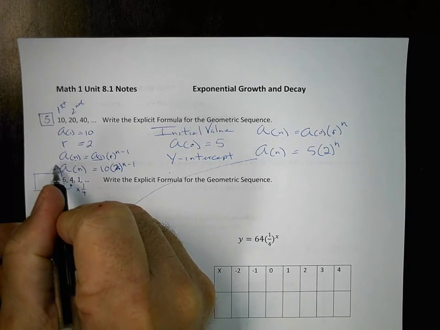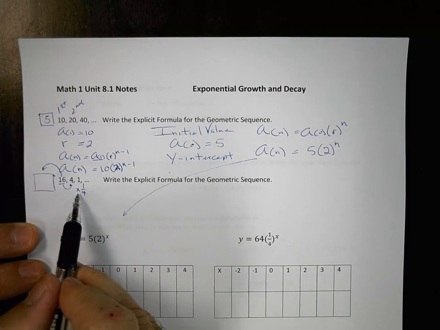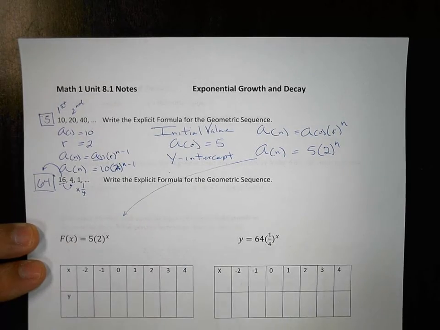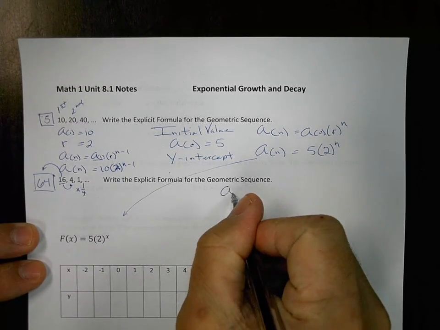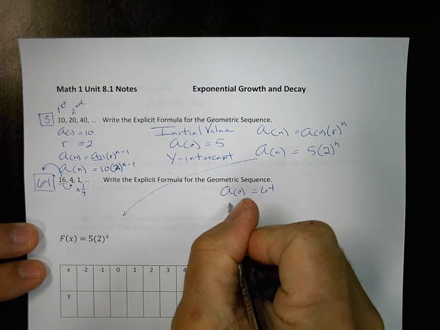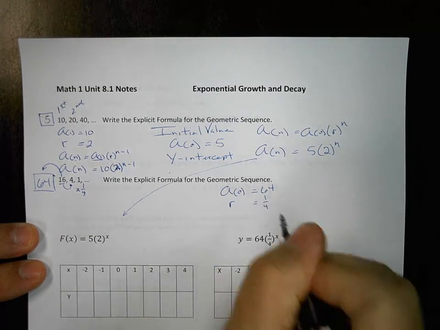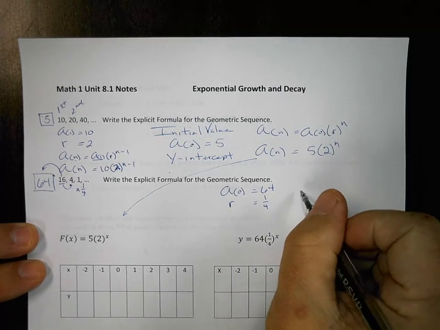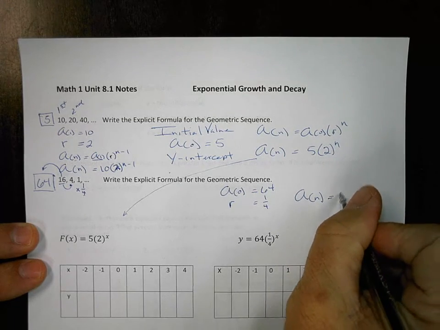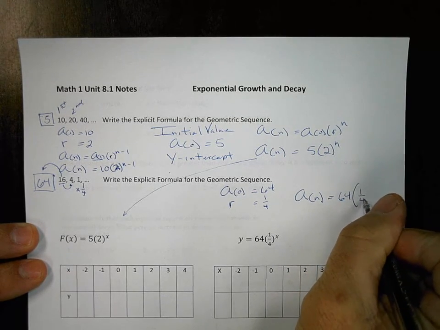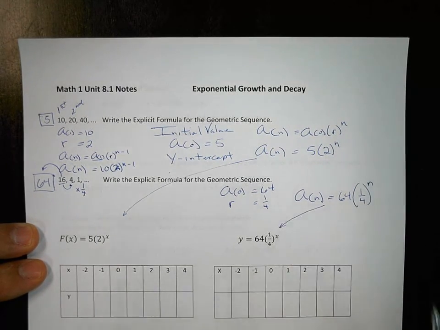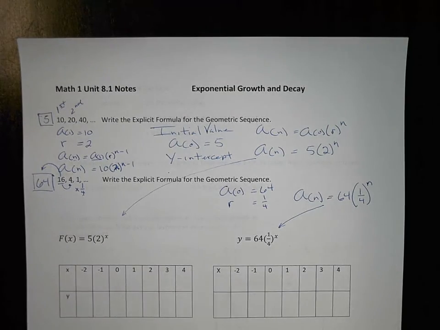So if we work backwards to the initial value, instead of multiplying by 1/4, we're going to multiply by 4 and get 64. So if the initial value, a of 0, is 64, and the common ratio is 1/4, then we could write the explicit formula as a of n equals 64 times 1/4 to the n. And again, you'll see how closely that is related to that exponential function.